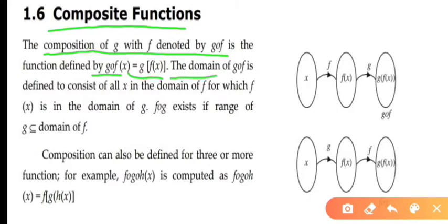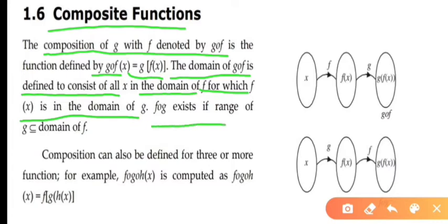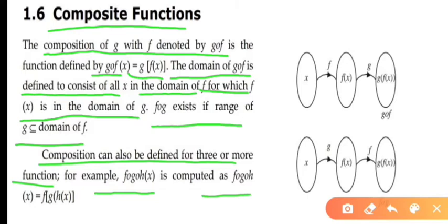The domain of g∘f is defined to consist of all x in the domain of f for which f(x) is in the domain of g. That is, f∘g exists if the range of g is a subset of the domain of f. A composition can also be defined for 3 or more functions. For example, (f∘g∘h)(x) is computed as (f∘g)(h(x)), which is equal to f(g(h(x))).